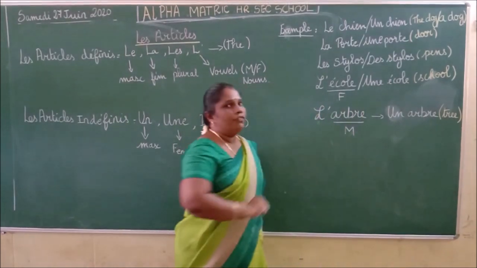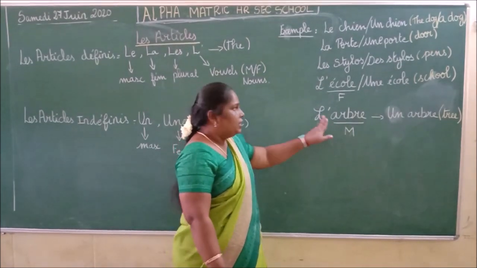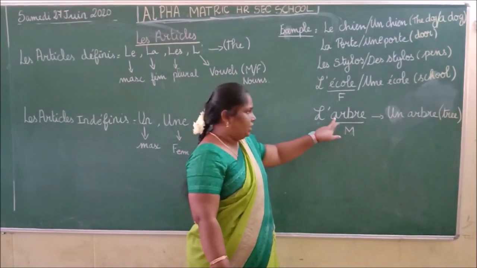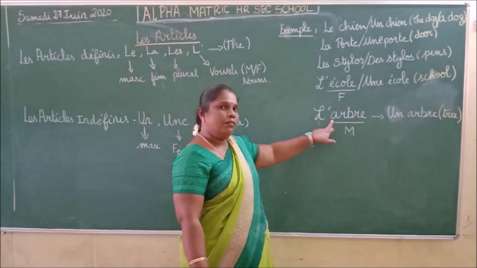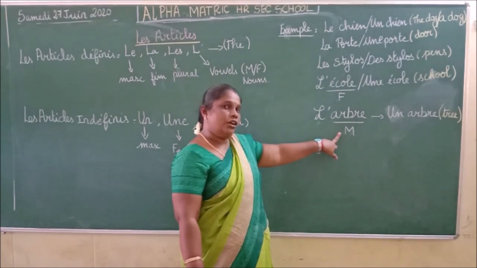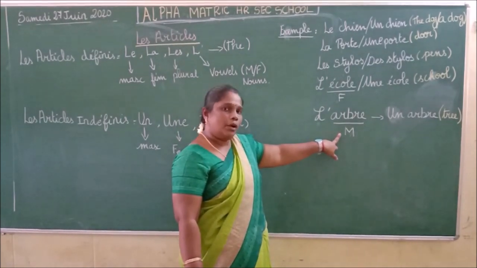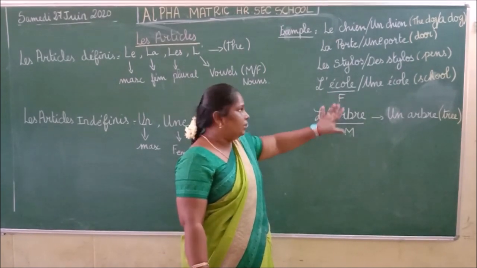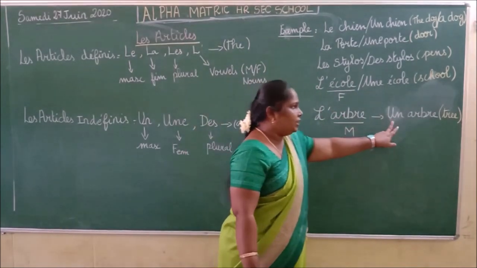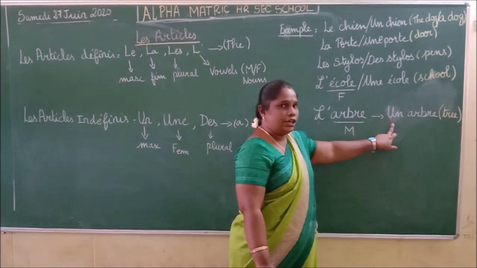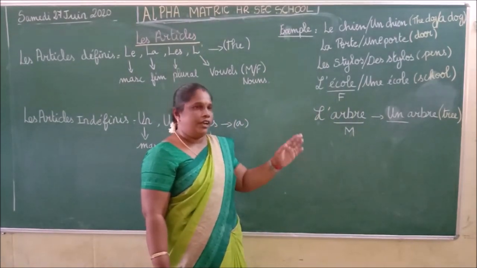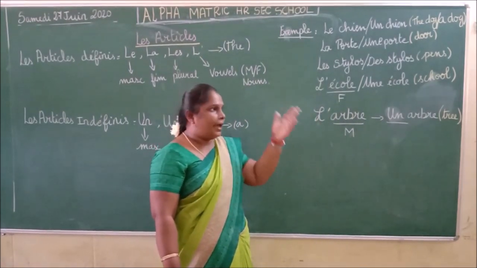I give another example of a masculine noun starting with a vowel. L'arbre means the tree. It starts with an A, so here also you have a vowel. How will I find out if it is a masculine or a feminine noun? You have to go to our vocabulary words list so that you can differentiate which nouns are masculine and which are feminine. So I find out it is a masculine noun, so we are going to put un arbre, a tree. If you find a tree over there, you will say un arbre.